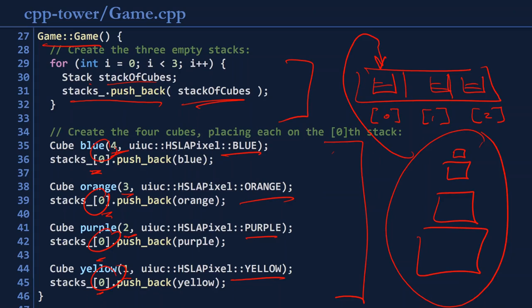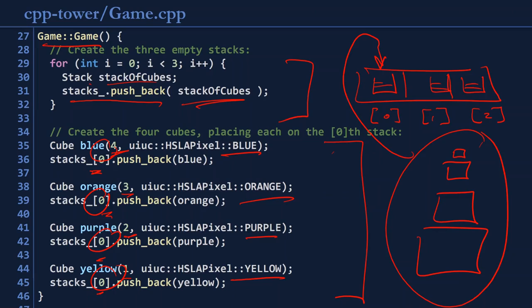So when the game is created, the game already has the cubes created. The cubes are on the 0th stack, and the object of solve is to actually solve the game to make sure that the game moves the cubes that are on stack 0 to the very last stack.